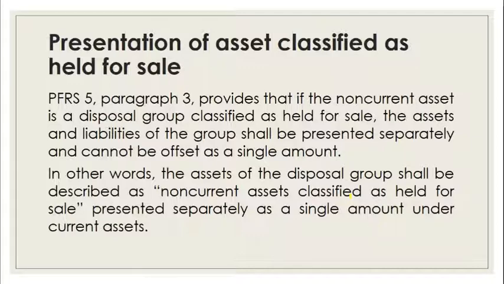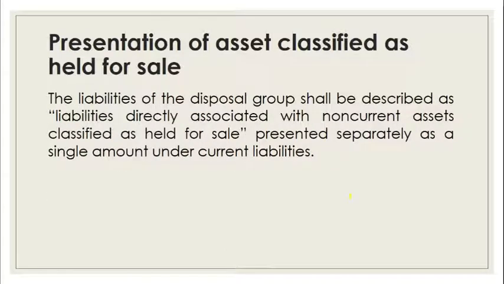In other words, the assets of the disposal group shall be described as non-current assets classified as held for sale, presented separately as a single amount under current assets. Then your liabilities part is of course a separate line item, labeled as liabilities directly associated with non-current assets classified as held for sale. So again, your held for sale items are classified as current asset or current liability.